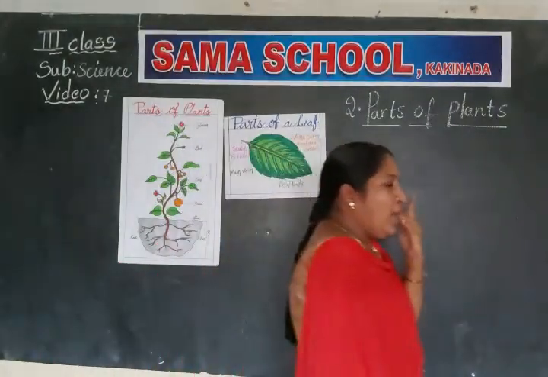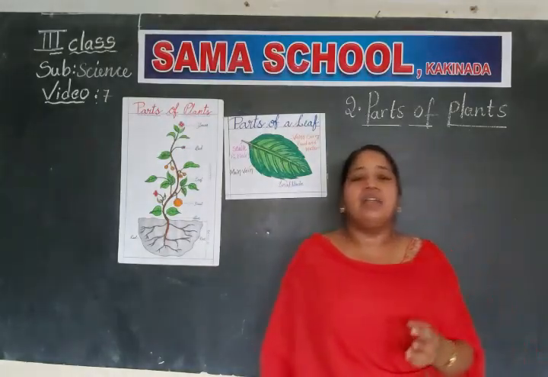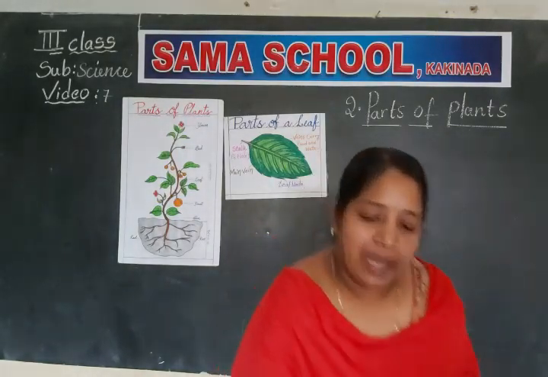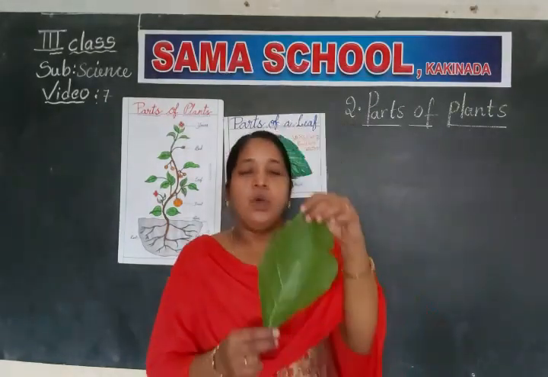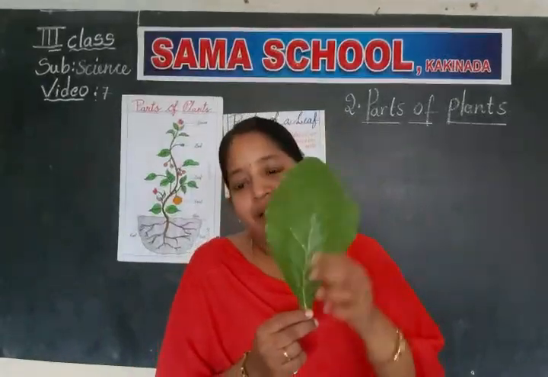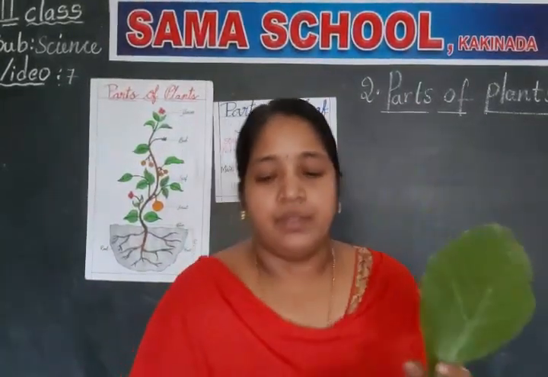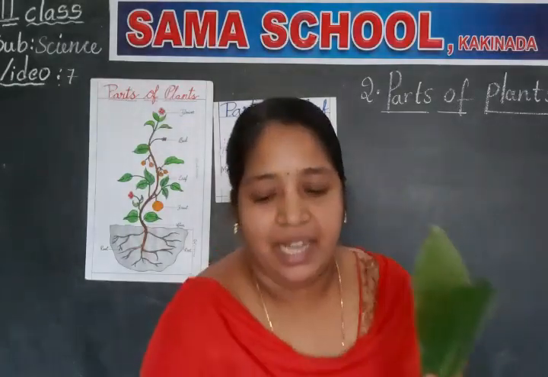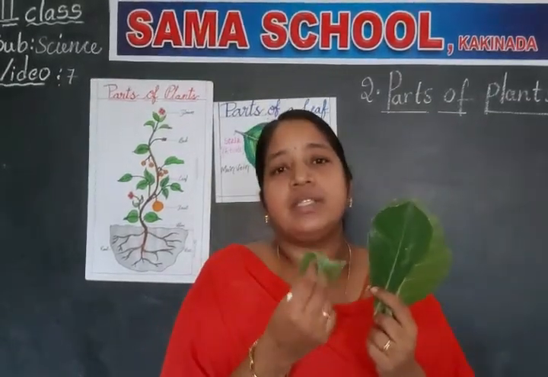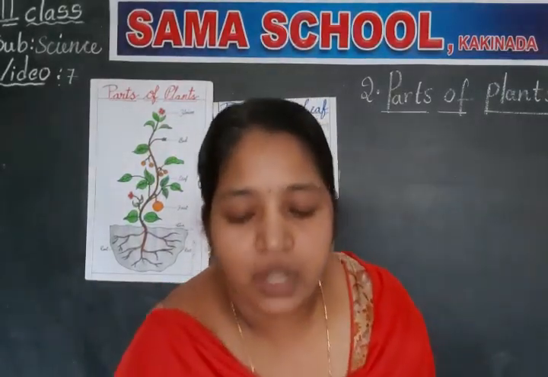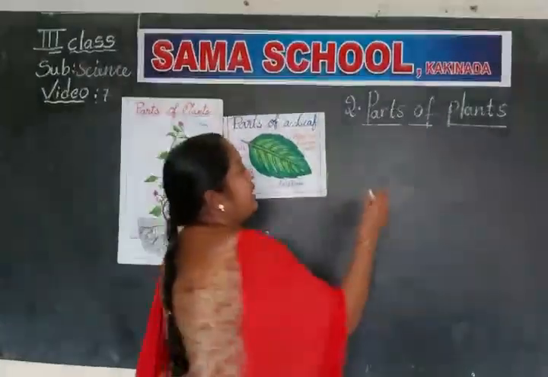See, children, you observe most of the leaves are green in color. For example, what is the color of the leaf, children? Yes, green in color. And what is the color of this leaf? Again, green in color. What is the color of this leaf? Again, green in color. That means most of the leaves are green in color.